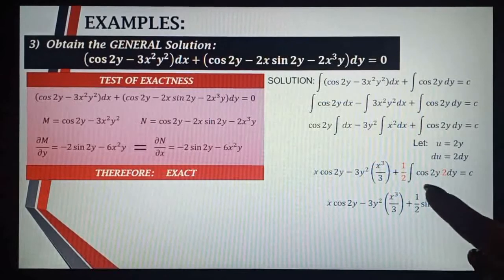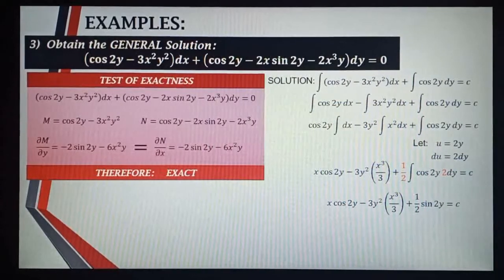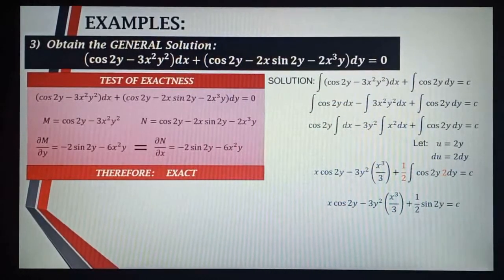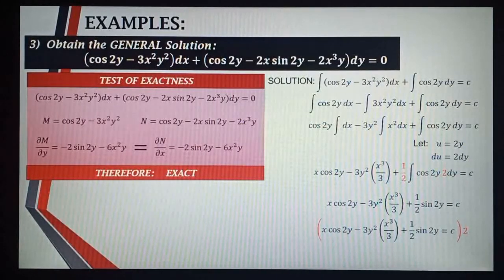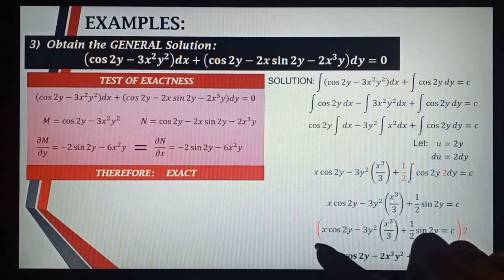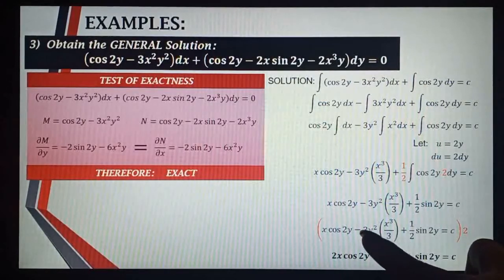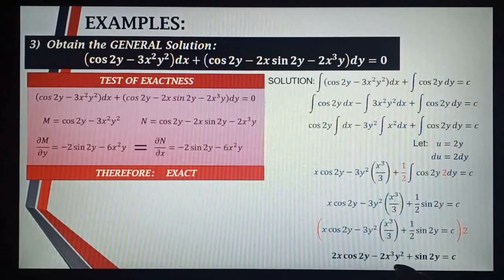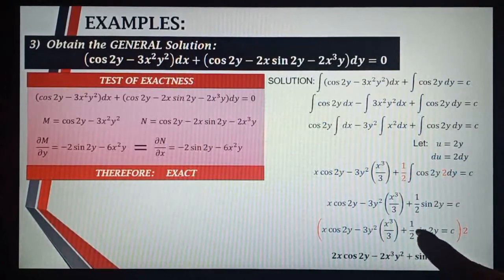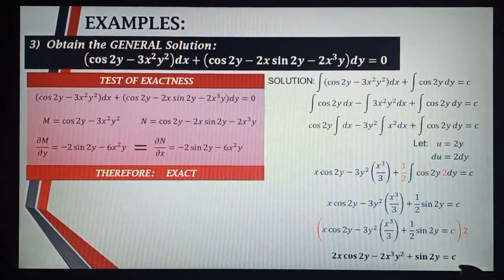sine 2y. Since may 1/2 sa labas, multiplied to 1/2. Now, we have to simplify the equation by multiplying the whole equation sa 2. So, our equation now is 2x cosine of 2y, cancel si 3, then multiply sa 2, you will now have 2x cubed y squared. Now, third term, cancel si 2. Ang matitira na lang is sine of 2y equated to c.